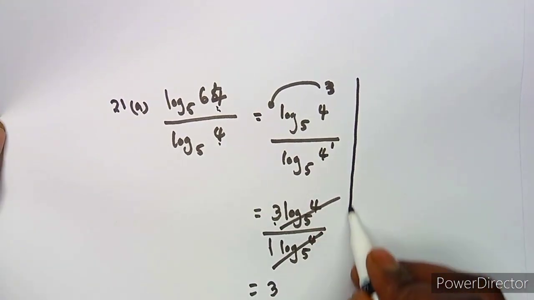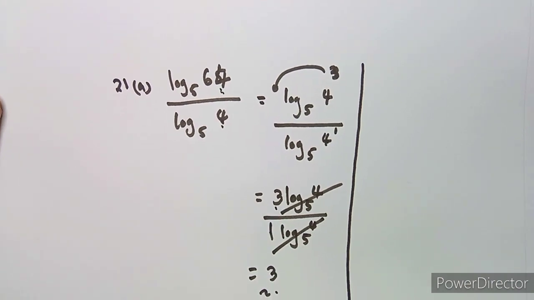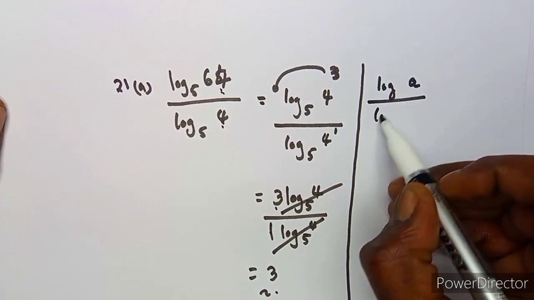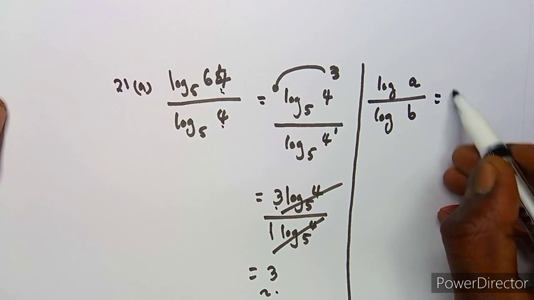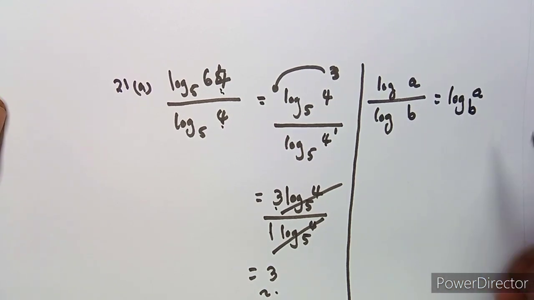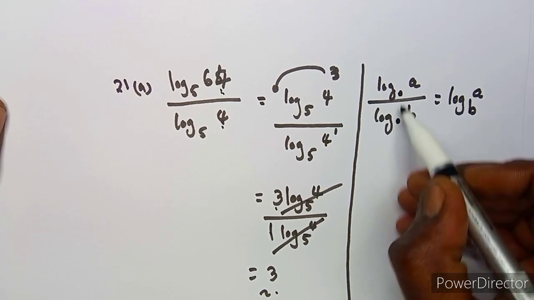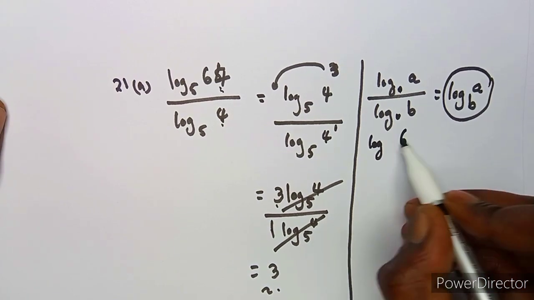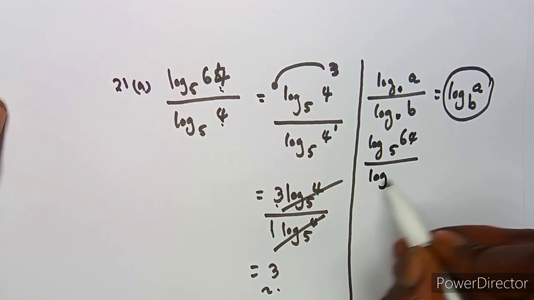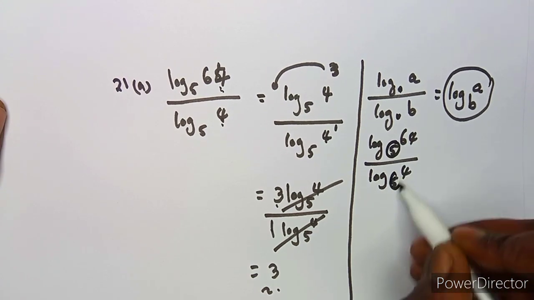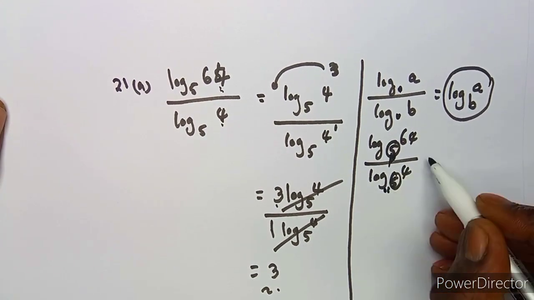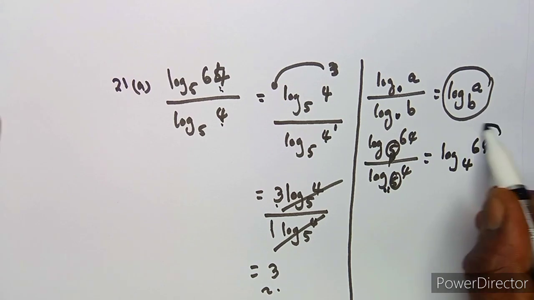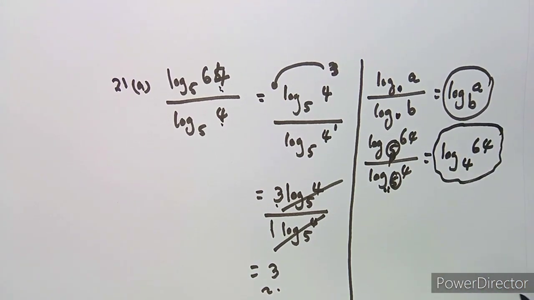Is it the only way that I can answer such a type of question? No, this cannot be, because remember I told you, if you are dividing logarithms, log a divided by log b is the same as log a in base b, provided that these bases are the same. So log 64 in base 5 over log 4 in base 5, these bases are the same, which means I can write this as log 64 in base 4.